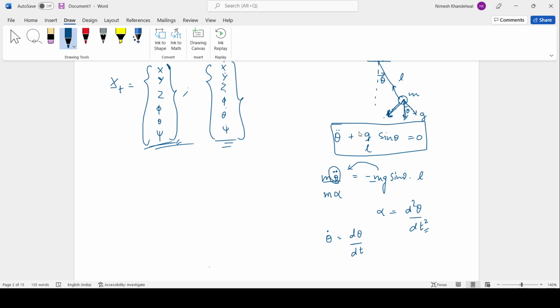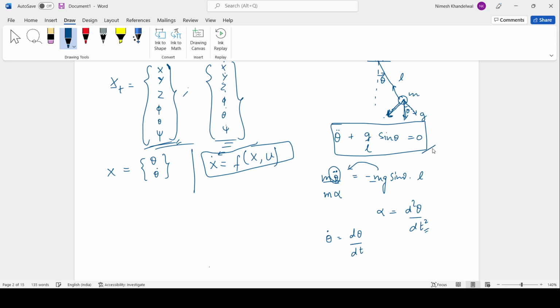Now I define my state vector for the pendulum as theta and theta dot, because if I know theta and theta dot, I can predict what the next theta will be, right? So now if I want to write it in a very general form, any equation of motion can be written in the form of the first derivative. This is the general equation of motion.